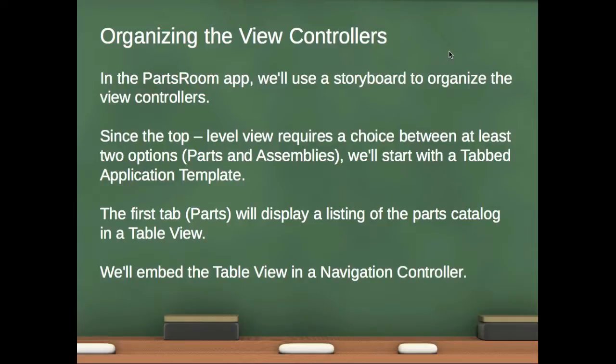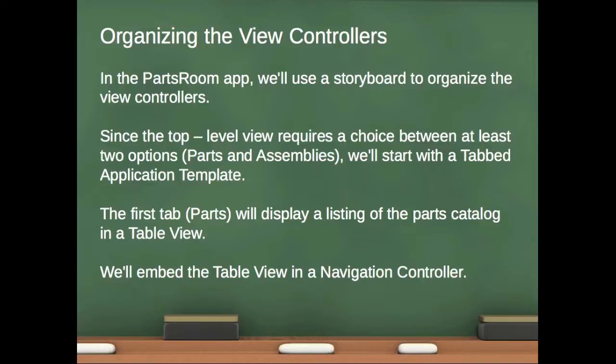In the Parts Room app, we're going to be using a storyboard to organize our view controllers. And since the top-level view requires a choice between at least two options, parts and assemblies, and we might have a third option for inventory, we'll start with the tabbed application template. So this will give us a UI tab bar controller that we can hook into to actually instantiate some kind of view controller there, a UI tab bar controller subclass, to actually be talking with our model for the entire application.